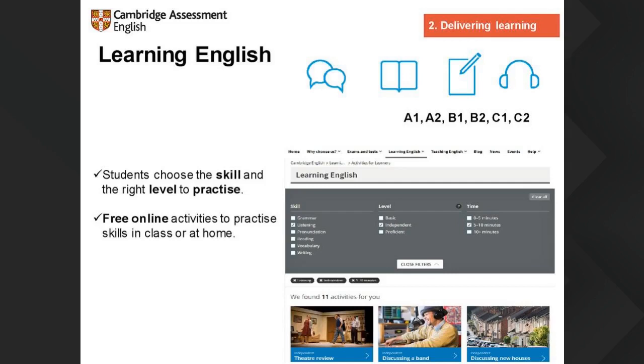I think we have between 80 and 90 activities up there at the moment. Again, across all of the skills and levels, and from 0 to 5 minutes up to 10 minutes, well, more than 10 minutes. So please use it. There's a wealth of material available for you there.